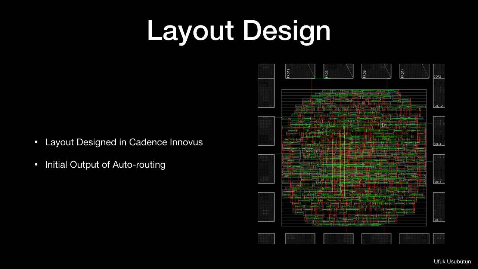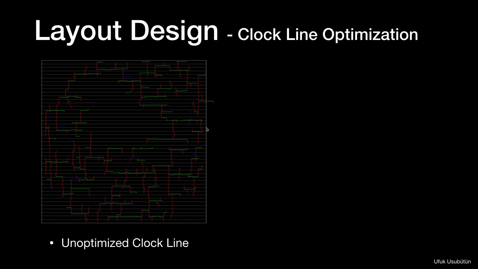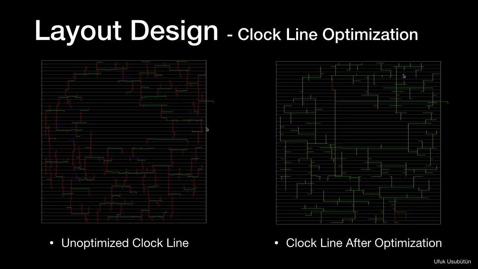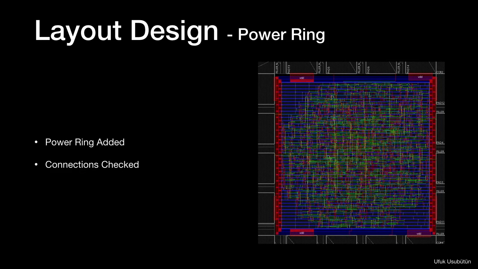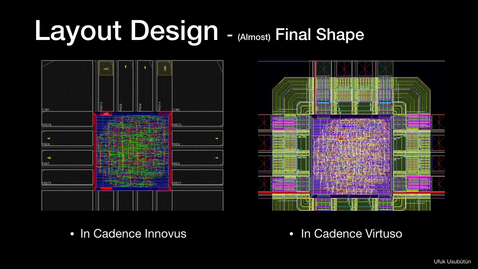Here you can see the initial output of the auto-routing. The clock line, of course, required some optimization. To achieve better slack times, I've optimized the clock line. Then, I've added the power ring and checked the connections. So this way, the layout design was almost finalized as on the left.